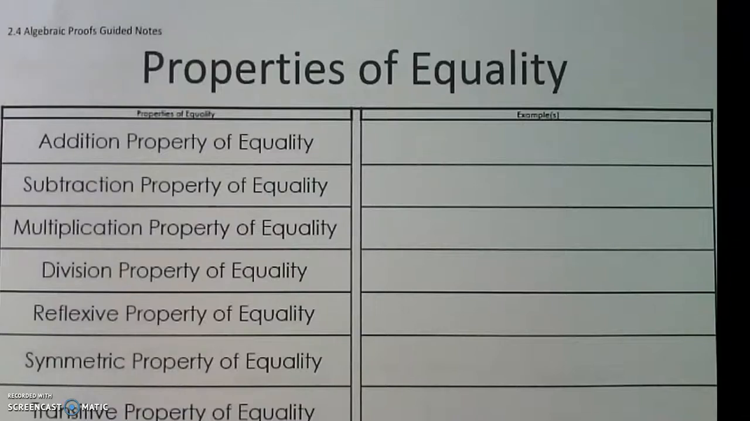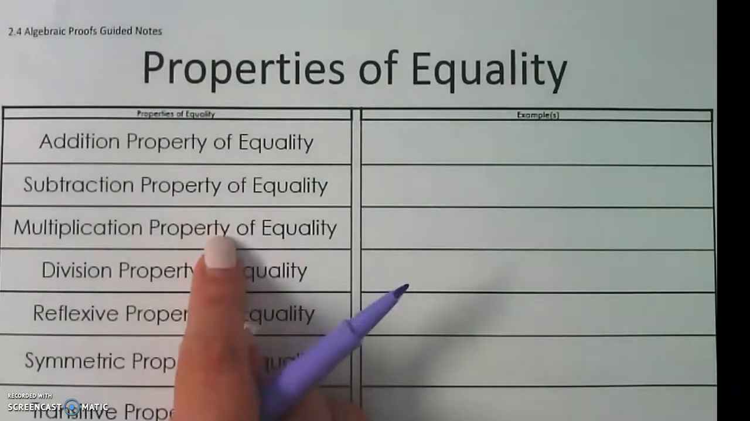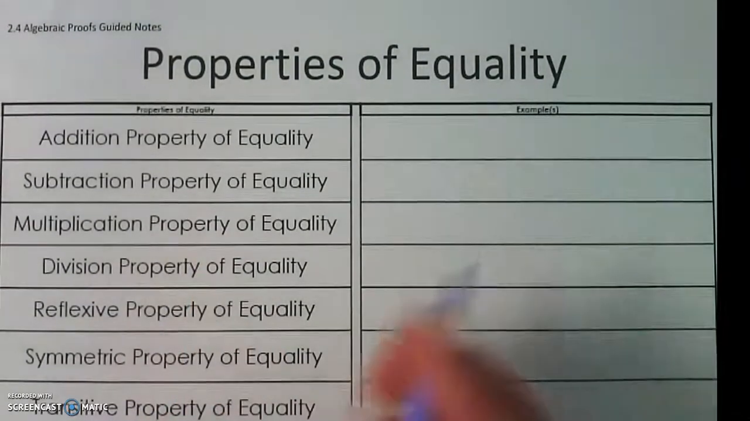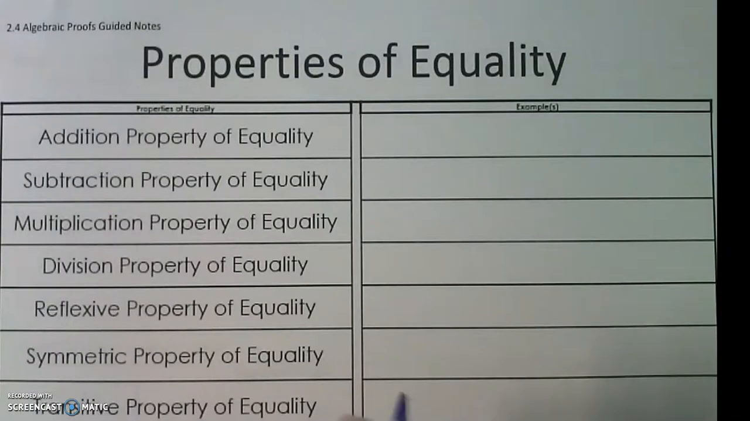Alright guys, in 2.4 we're going to be practicing with some algebraic proofs. So we're essentially going to be solving equations, but we're going to be doing it in a format which you're going to see a little bit more when we move on to the unit and get into two-column proofs. So before we do that, we need to discuss some properties that we're going to use as we're solving these equations and as we're constructing these two-column proofs.